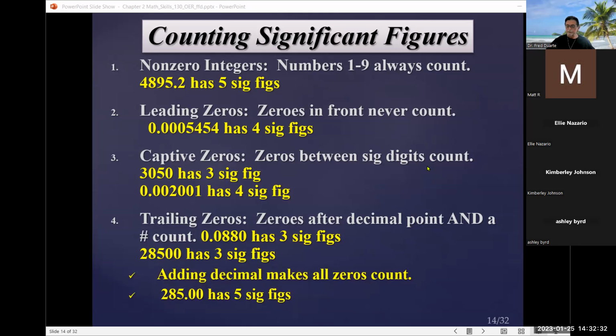In this case, the moment you add a decimal point in that number, those zeros start to count.